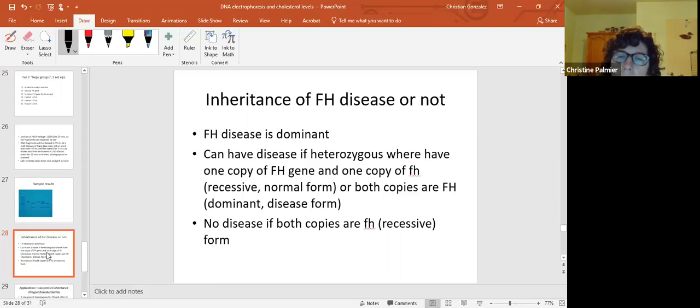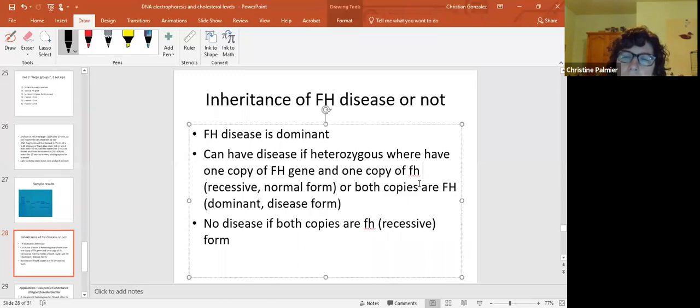Or you can inherit 1 copy of the dominant gene, big F, big H, and 1 copy of the recessive gene, little f, little h, which does not give you high cholesterol. You can inherit both copies of FH, which would be the dominant disease form. To not get high cholesterol at all, well, from your genes that is, you would need both copies of the little f, little h to have the recessive condition. But that doesn't mean you can't get high cholesterol from what you eat.